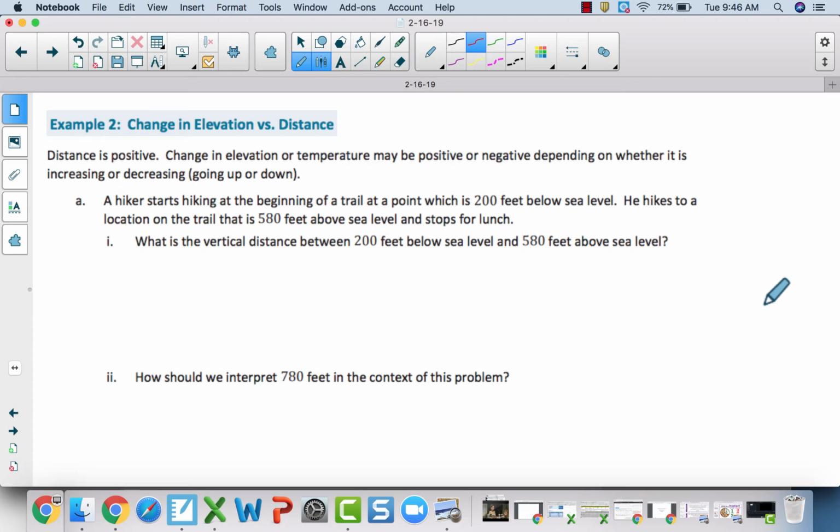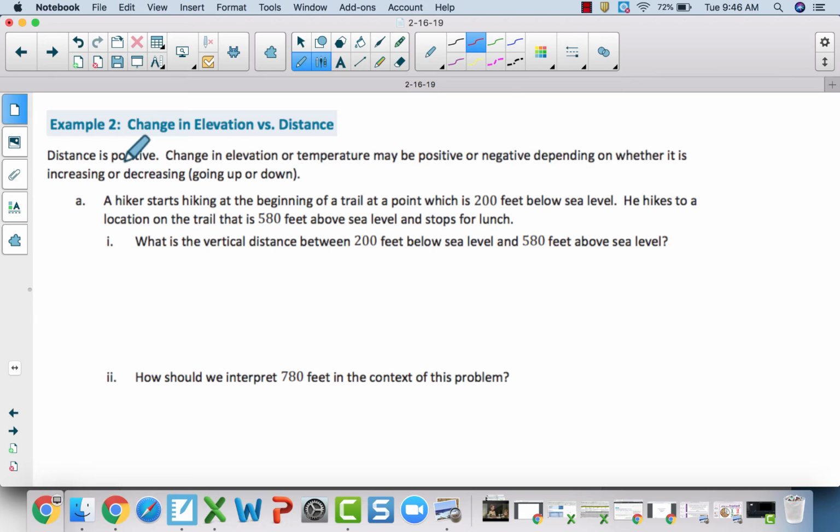Now let's take a look at example number 2, which deals with change in elevation versus distance. Distance is positive. Change in elevation or temperature may be positive or negative, depending on whether something is increasing or decreasing. But distance by itself, which is what I just mentioned, is always positive.